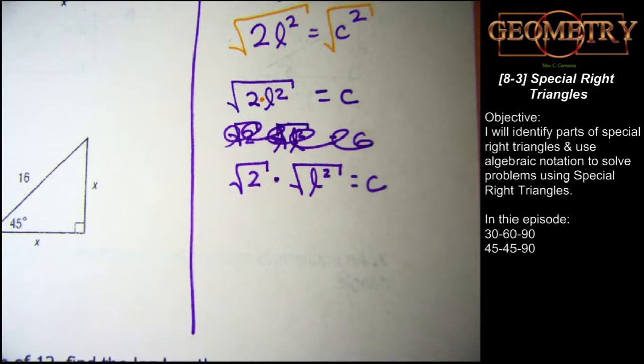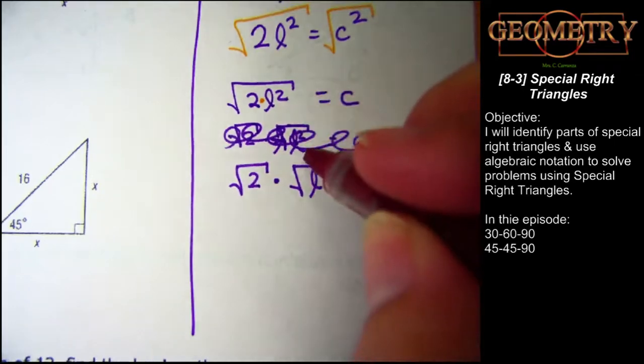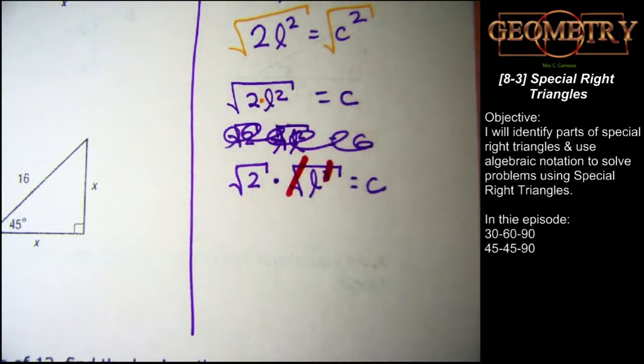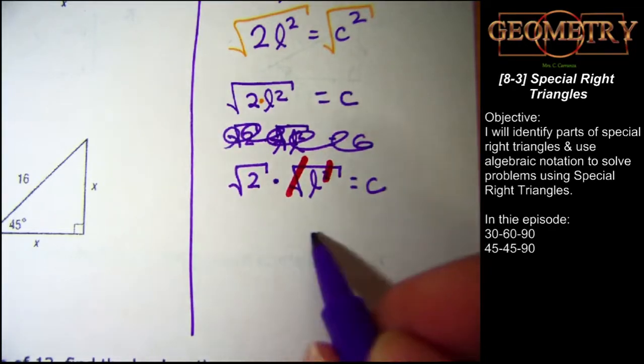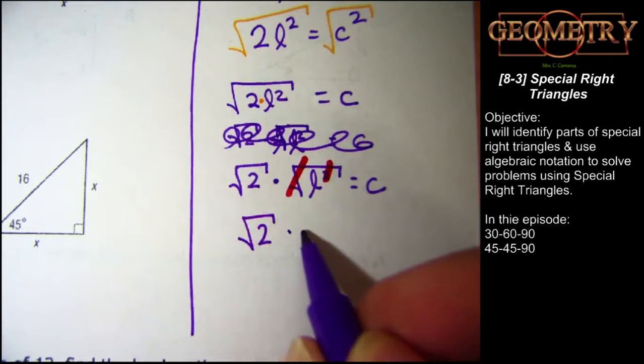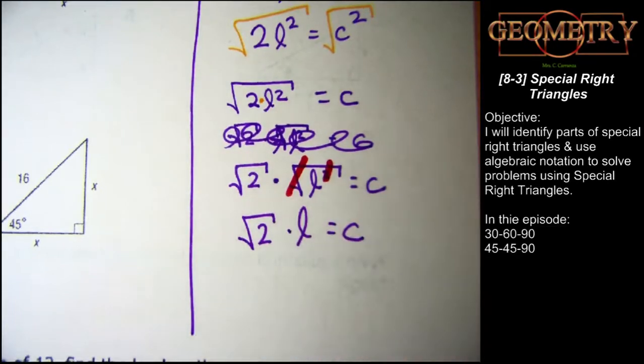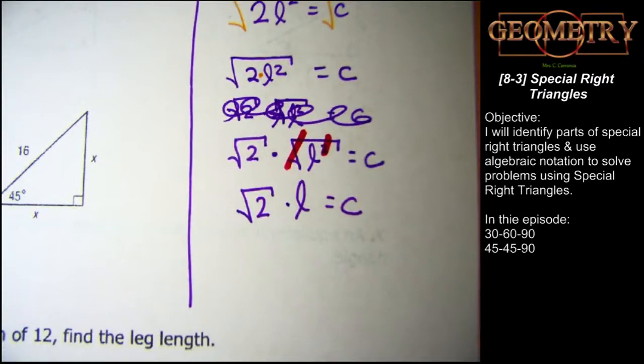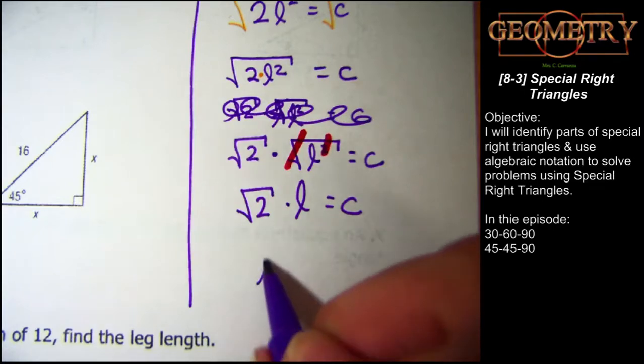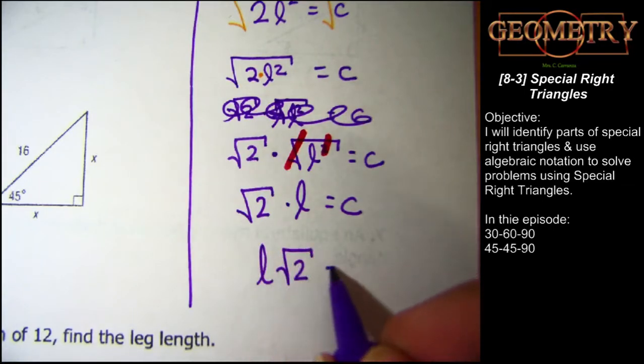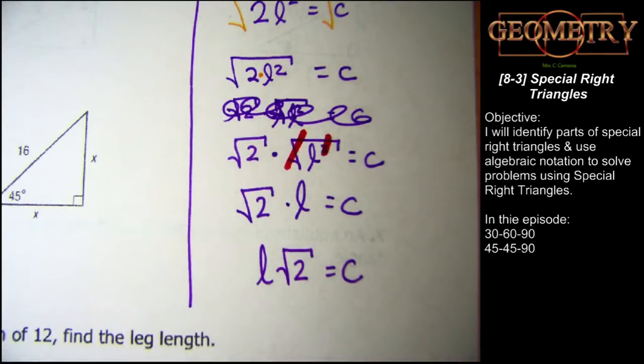Now I'm going to look at the square root of L squared. How do you undo a square power? Square root. I have a square root of a square power. This square root and this square power are going to undo each other, leaving me with just that thing inside. And because multiplication can be written in any order and having a square root in front is kind of weird and bizarre looking, we're going to rewrite it with the L in front. And that's it.